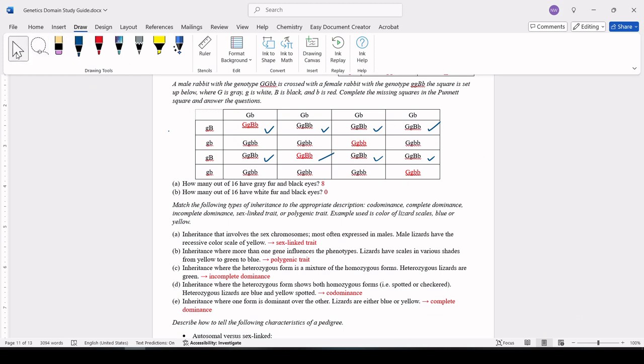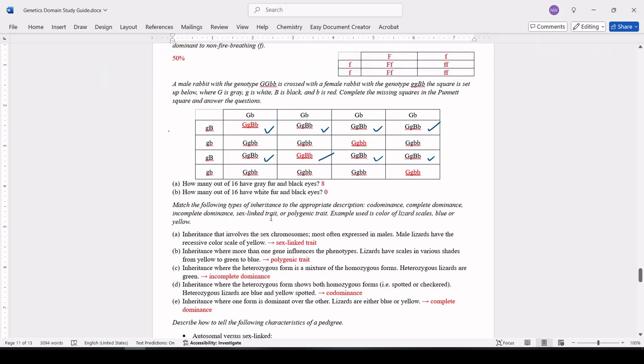The second question says white fur and black eyes. So white fur is going to be 2 little g's, and black eyes is going to be capital B. Well, none of the boxes have 2 little g's, so the answer here is 0. And you can have 0 for these. So again, with a dihybrid, there's 2 traits. You need to be able to fill in missing blocks, like we've talked about, and be able to look at the letters and kind of count up how many have certain traits.